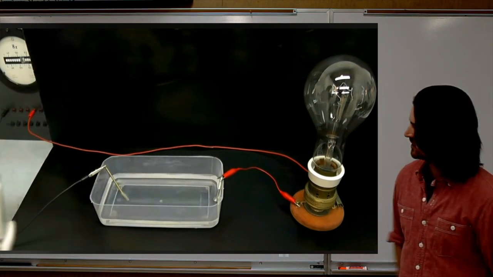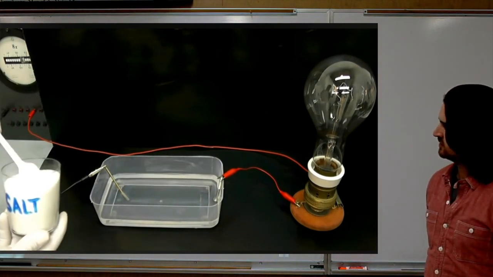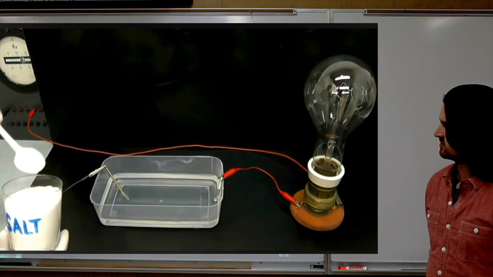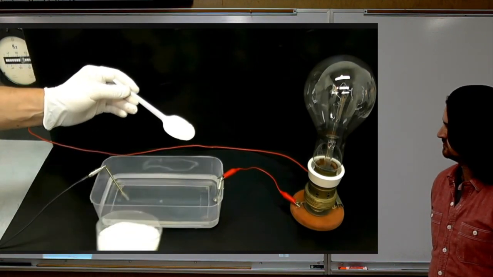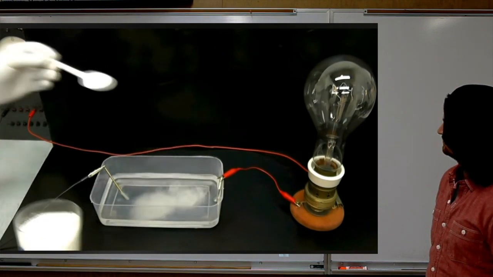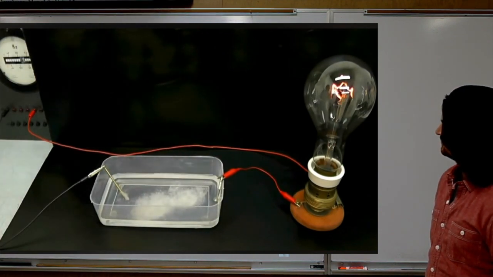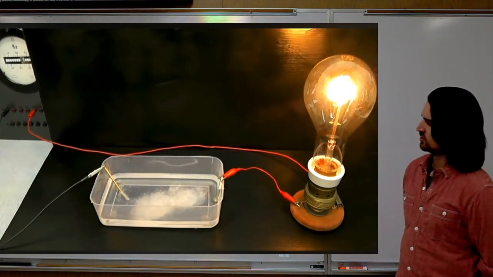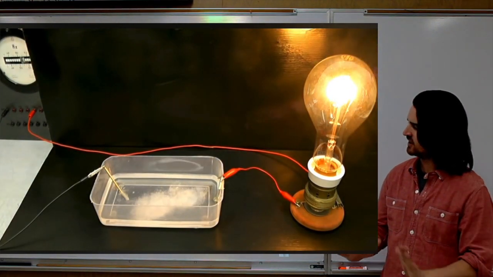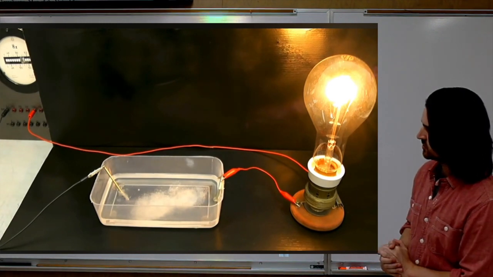So water, and now it's going to add the salt, doing nothing else but adding the salt into the water. Ta-da, light bulb goes on. So there you go. Resistance of water, very high. Resistance of salt water, pretty low.